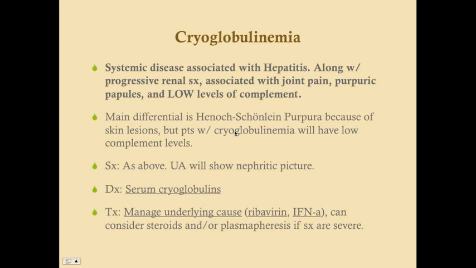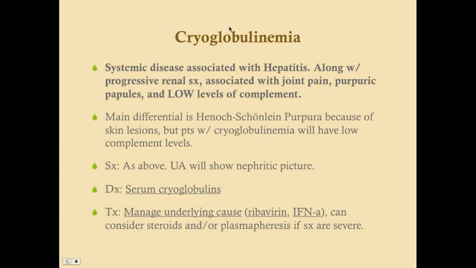And this is a systemic disease that is associated with progressive renal symptoms, but also has joint pain and those purpuric papules that we see in some of the other diseases that we'll talk about in a little bit. We haven't gotten to it yet. And characteristic low levels of complement. So the main differential is the Henoch-Schönlein Purpura, and that's where you also see those purpuric papules with renal symptoms.